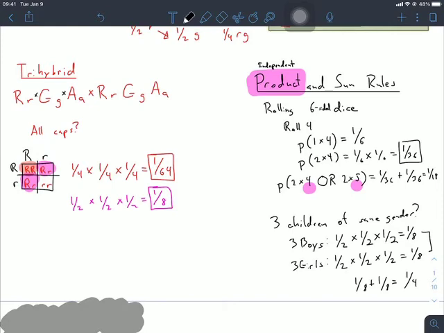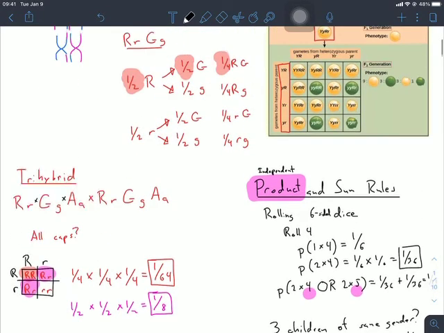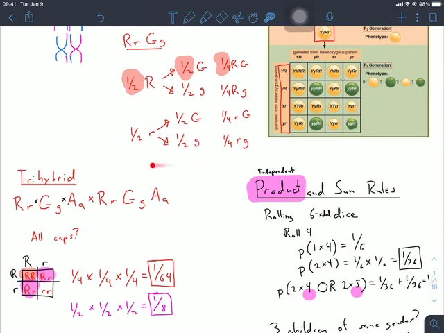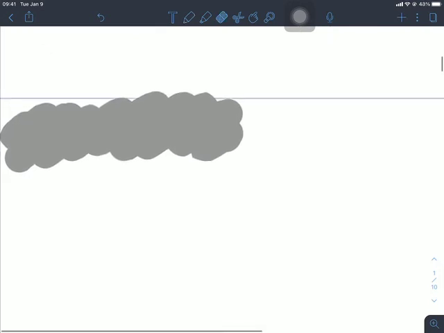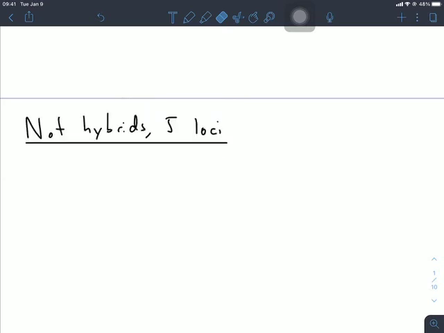So let's take our product and sum rules and the way that we visualize things with our dihybrid crosses and Punnett squares and combine them into something that I guarantee you will not want to examine. What is the likelihood of a genotype given that not all progeny are hybrids, or not all parents are hybrids, and we're looking at 5 loci?